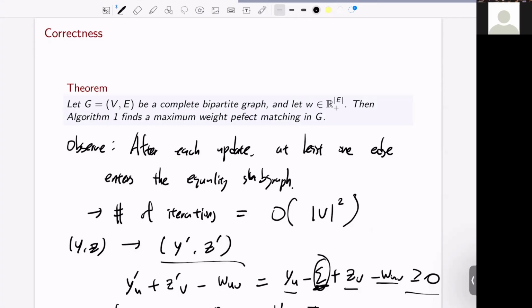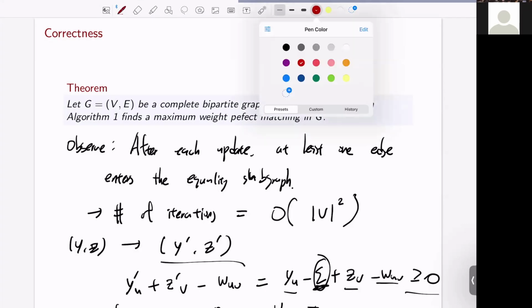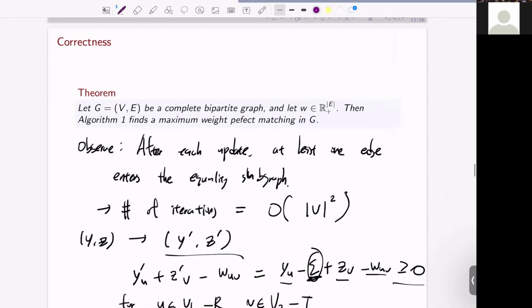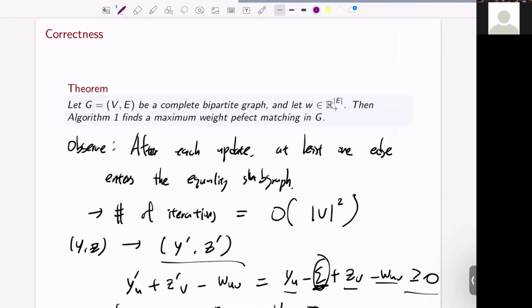Okay, I should have defined these notions beforehand. That's a very good question. My apologies for confusing other people as well. I will just use the language of linear programming.